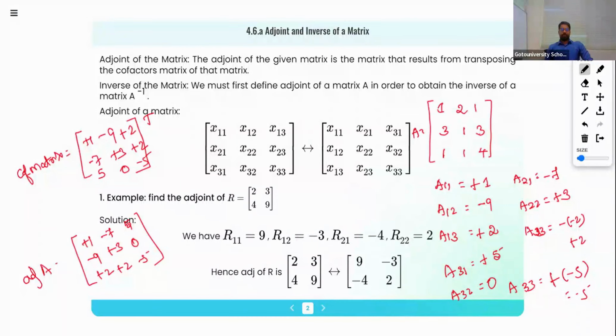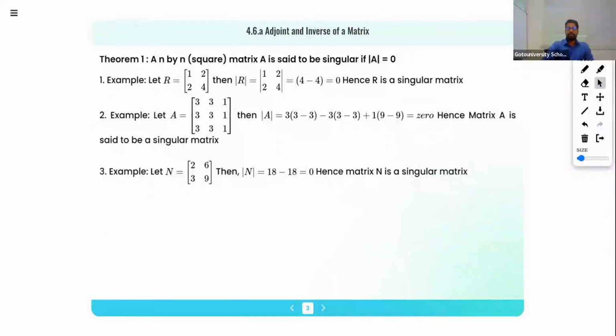Okay, I know it is time consuming, but we don't have a choice. If you want all the answers, all the numbers to be right, we have to do it slowly. Right? Yes. I hope this is clear now, so we can easily find adjoint of any matrix, whether it is 3 by 3 or 2 by 2. And don't worry, we don't have questions on 4 by 4.